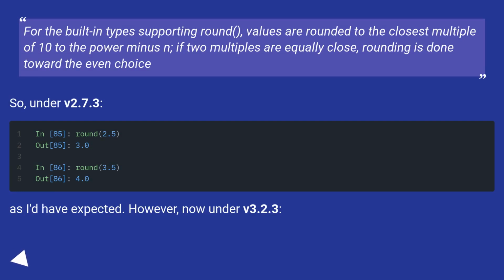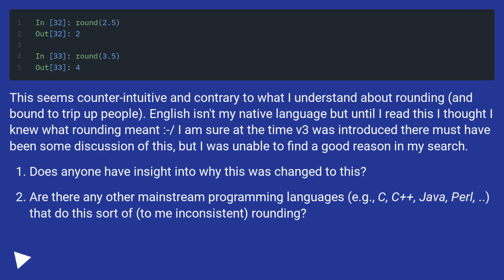For the built-in types supporting round, values are rounded to the closest multiple of 10 to the power minus n. If two multiples are equally close, rounding is done toward the even choice. So, under v2.7.3, as I'd have expected. However, now under v3.2.3, this seems counterintuitive and contrary to what I understand about rounding, and bound to trip up people.